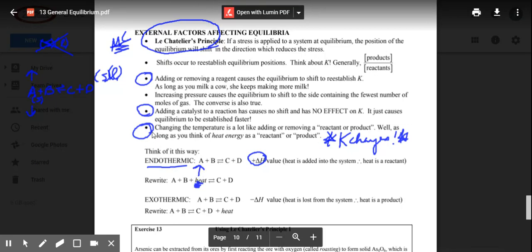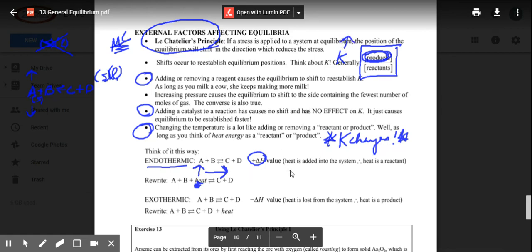And if I increase the temperature, much like when I was increasing or decreasing a reactant or product, if I increase, I shift away from that increase. Well, in this scenario, since it's endothermic, that means heat's a reactant. If I shift away and favor the products, think about how K is calculated. It's products over reactants. So if I'm shifting to make more of these products, what's going to happen to K? Well, K is going to increase.